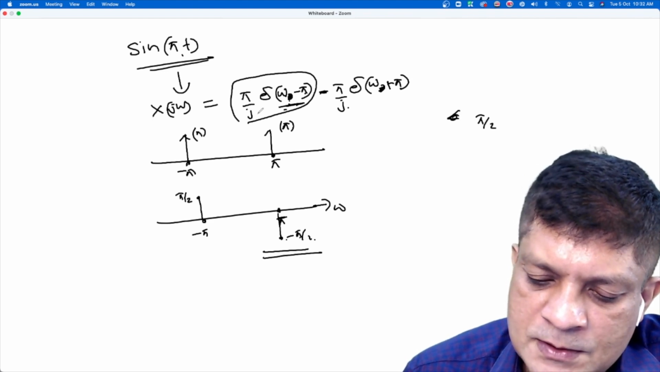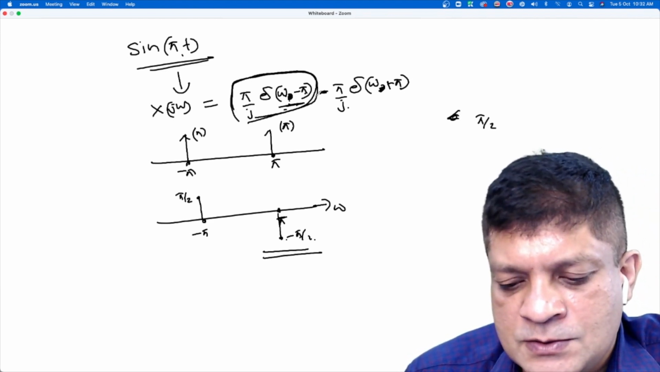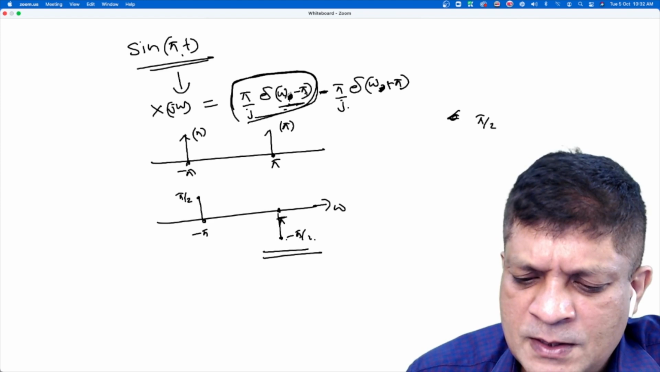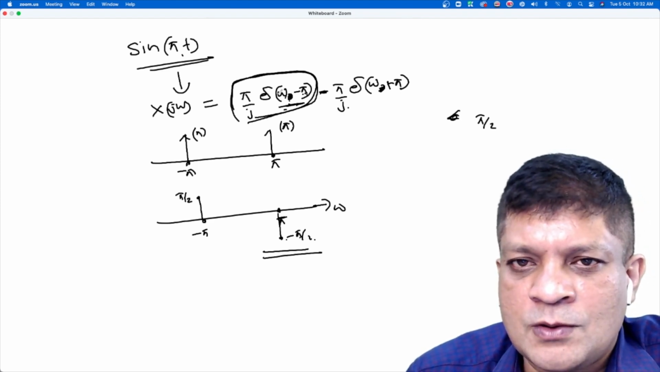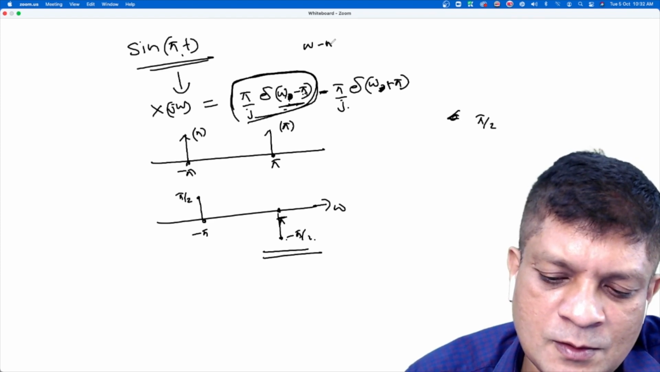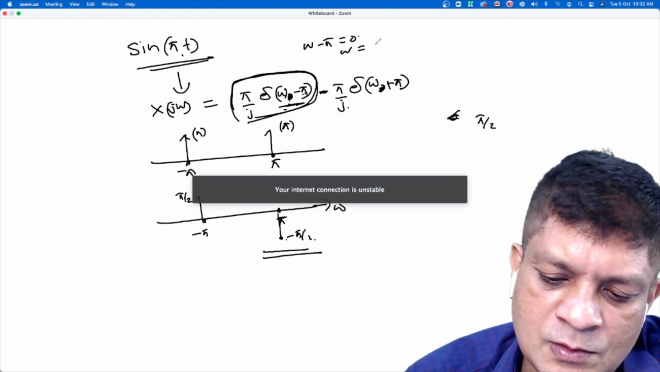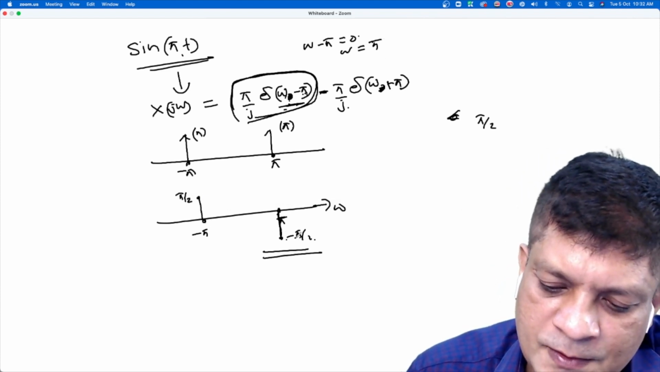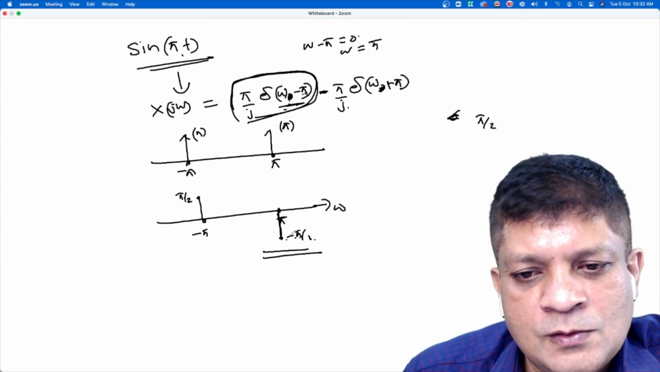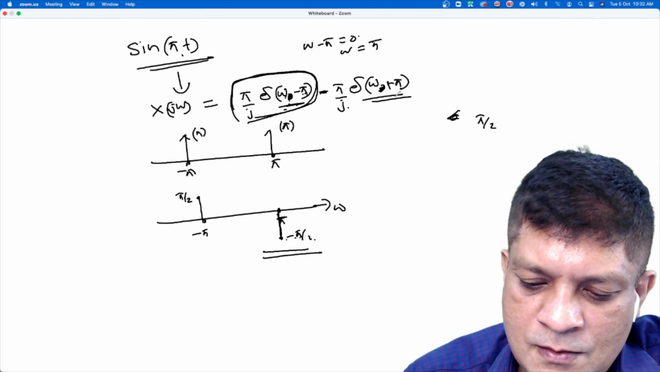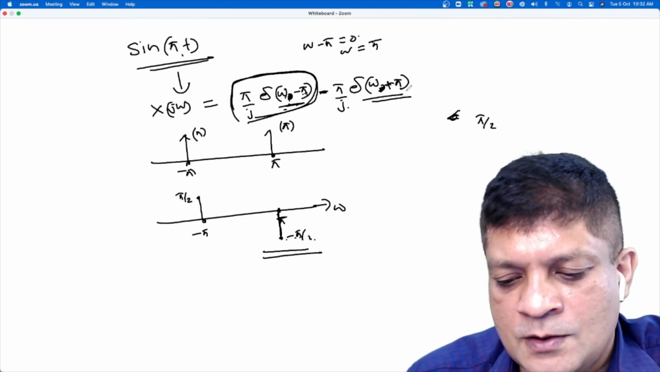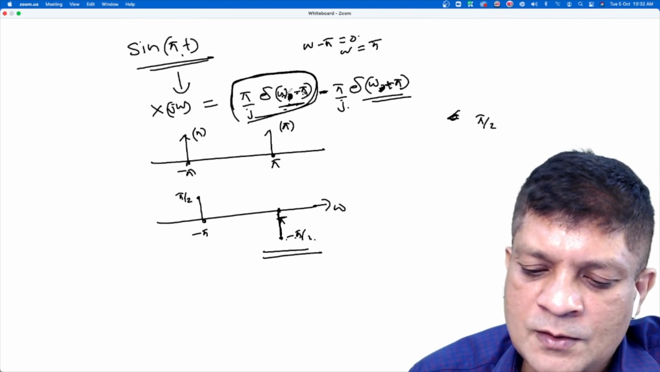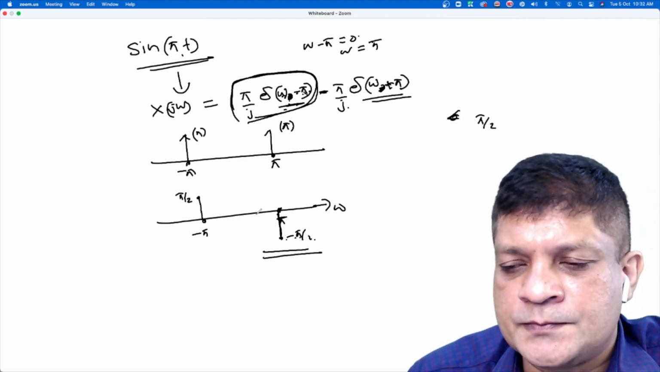No, this point is where? When is this non-zero? When omega minus pi is 0. Omega minus pi 0 means what? When omega is equal to pi, is it? Yes, sir. So is it this point? The phase angle is minus pi by 2. Okay, sir, I will get it. Don't think that this is the negative side and this is the positive side. This is non-zero when omega is equal to pi. So this point. Okay.